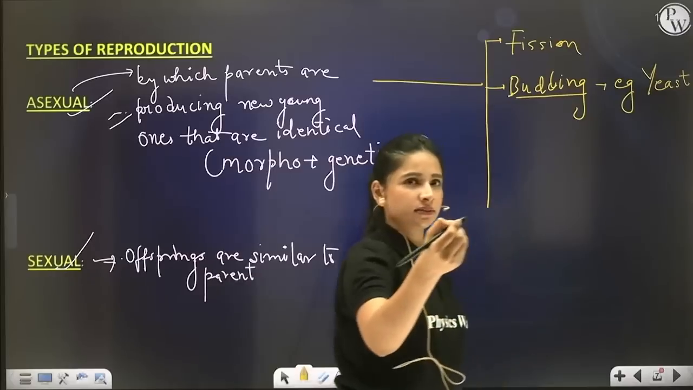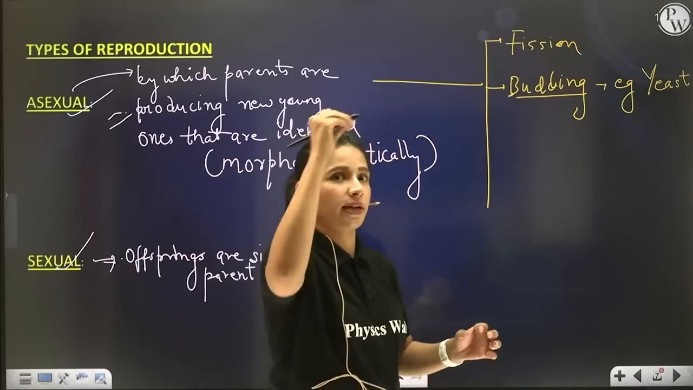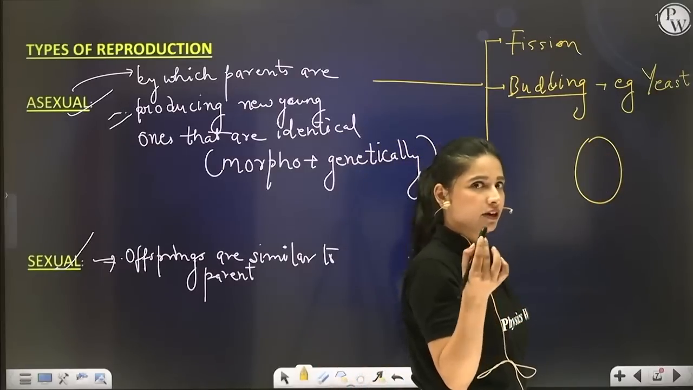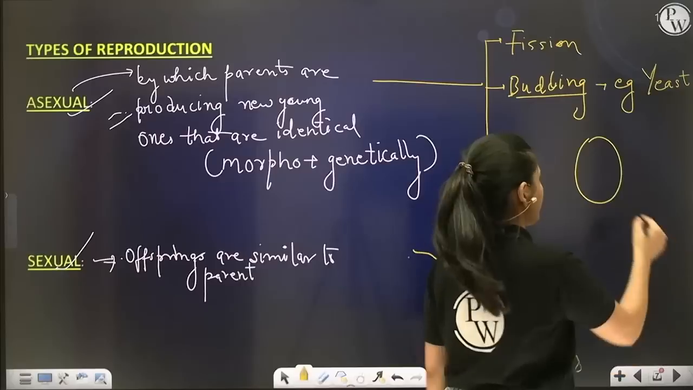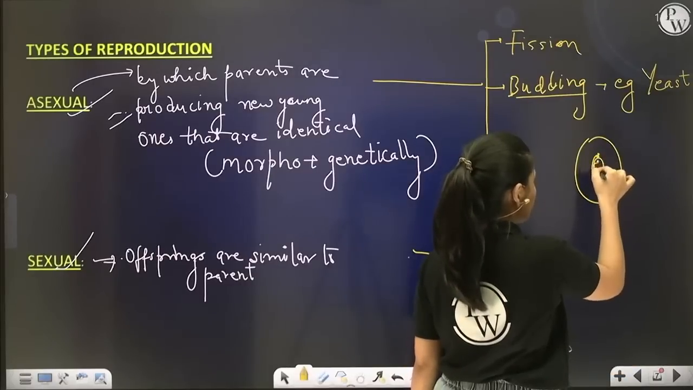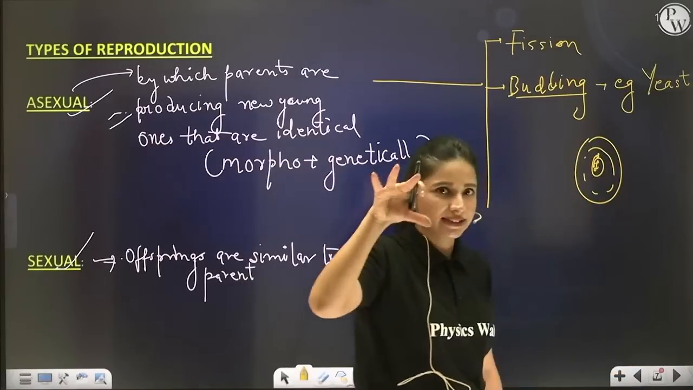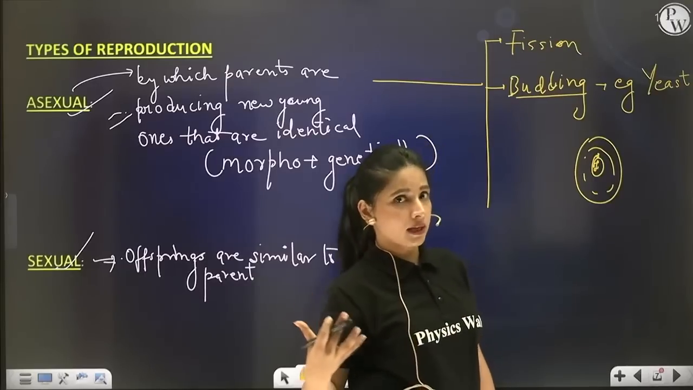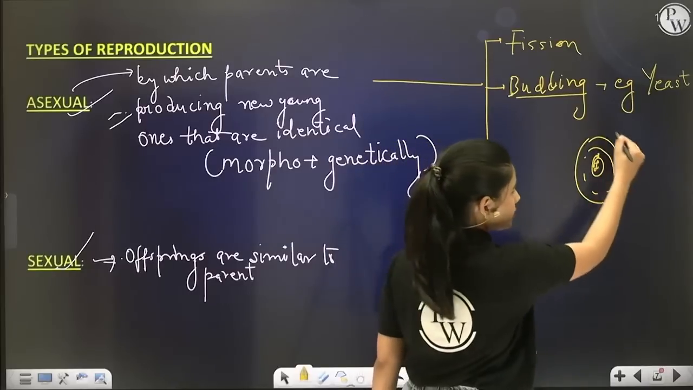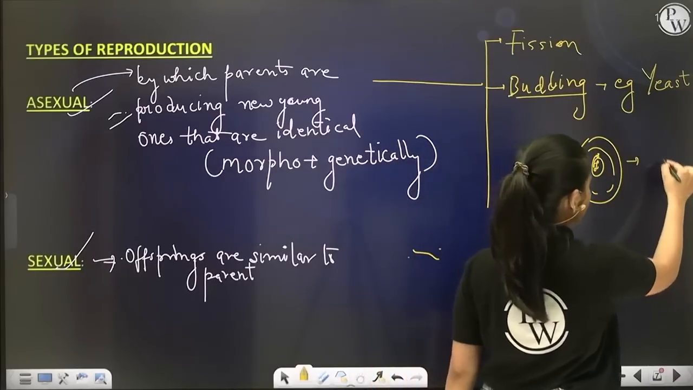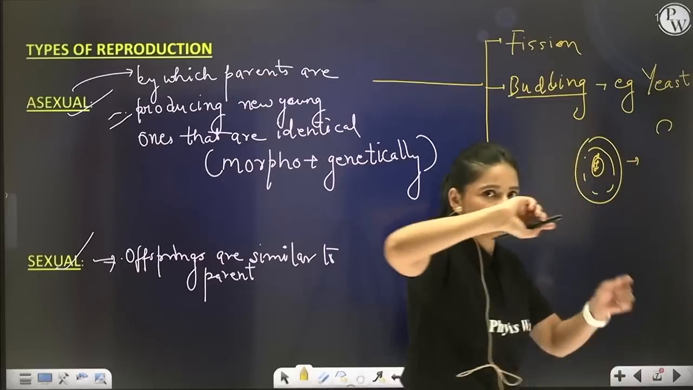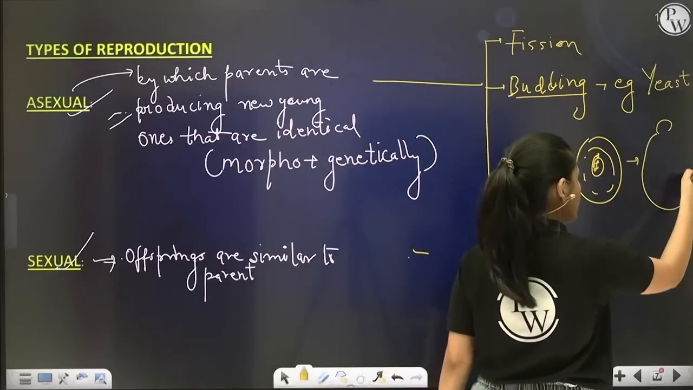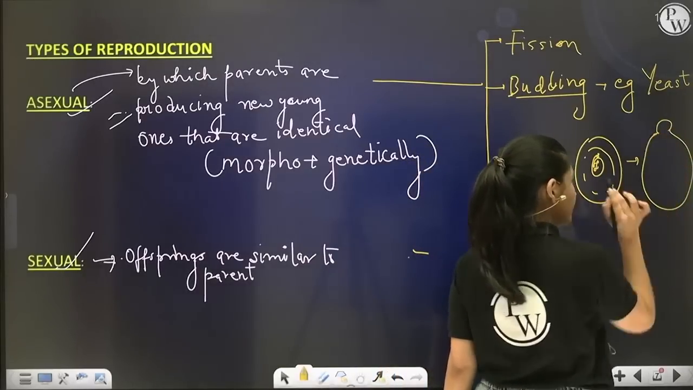What is budding? Budding means protuberance. Suppose this is a yeast. Yeast is a single-celled fungi, Ascomycetes, right? It's a eukaryotic organism, so it is having a well-defined genetic material and cytoplasm. Now, if it wants to perform budding, then what is it going to do? Slightly on the surface, a protuberance is going to appear. You know protuberance? An outward growth, right? So protuberance is going to appear on the parent body.